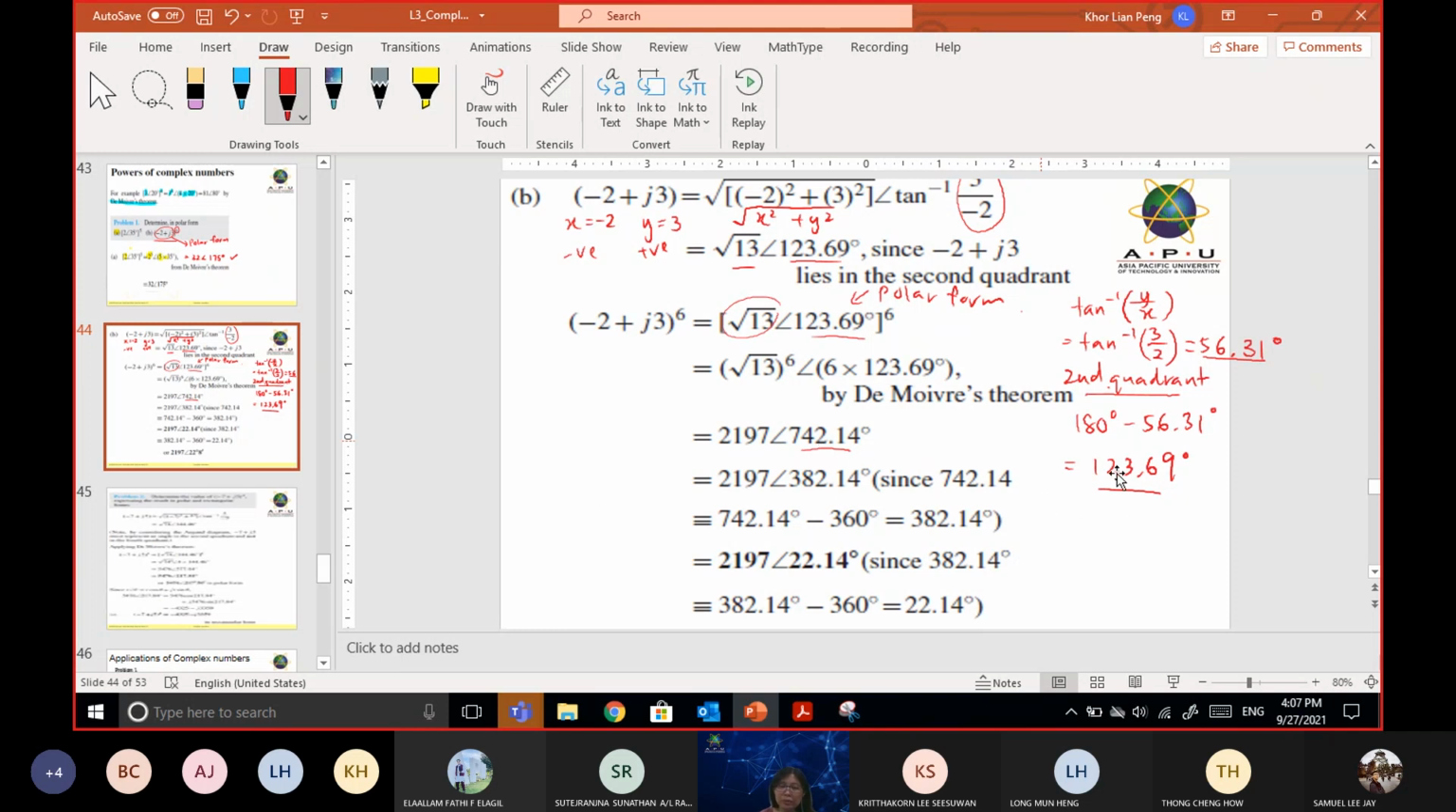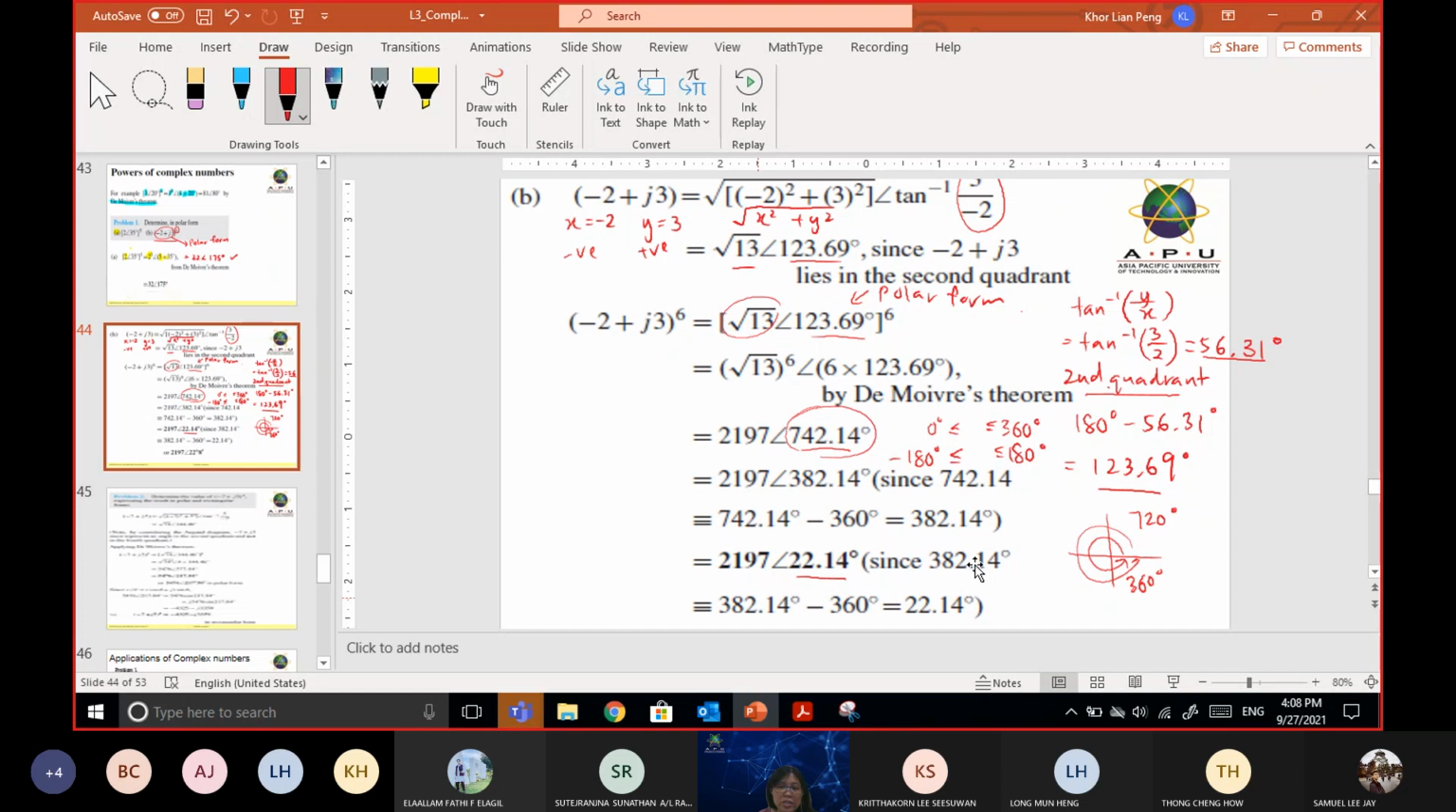However, can you see, when it comes to the fourth quadrant, for one cycle we have 360 degrees. If let's say 2 cycles, then it will be 720. So this one already exceeds 2 cycles. So we will try to express our answer within 0 to 360 degrees. The principal value will be minus 180 to 180. So what you can do is you minus 720, because we know that 742 is already more than 2 cycles. So you minus 720, and you get 22.14.